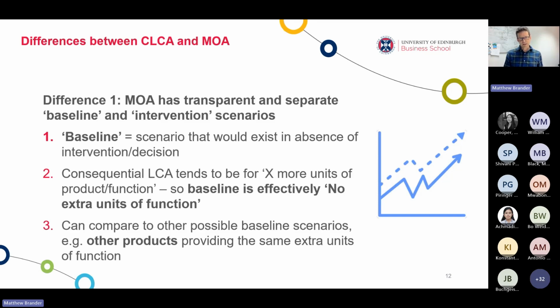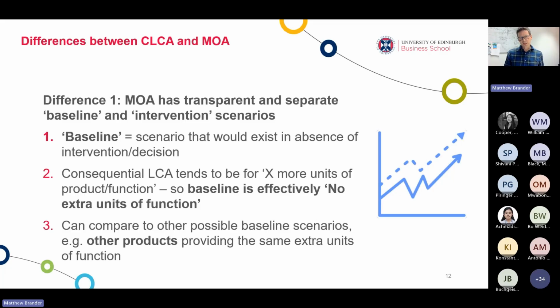As I mentioned, the baseline is the scenario that would have existed in the absence of the intervention or decision that is being assessed. And consequential LCA does also effectively have a baseline, but it's rather more implicit and often isn't explicitly modeled.